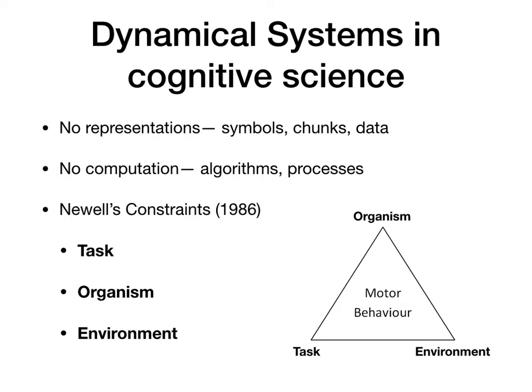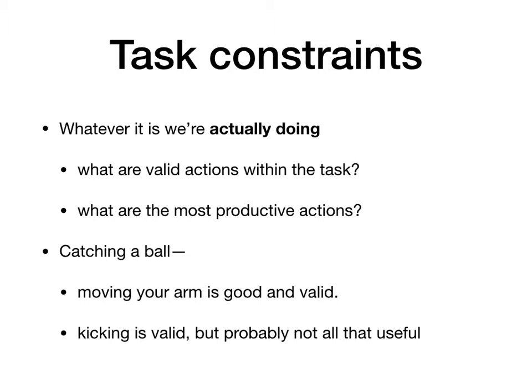So let's talk about the constraints of these different things. My body constrains me in one way, my environment constrains me in another, and the tasks I'm trying to achieve constrain me in yet a third way. So let's talk about task constraints. What are we actually doing? What is the thing that we're trying to achieve? This has to do very much with whatever our current goals are. Any task has some kind of goals and actions you can take within that task.